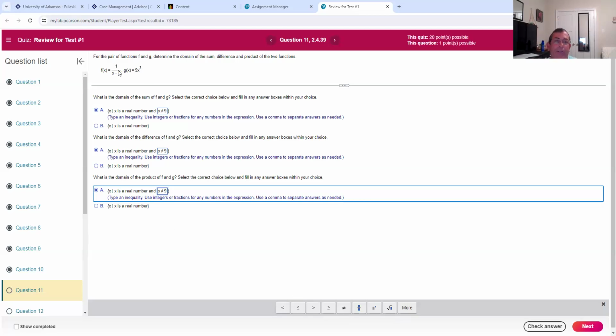So y'all, that's the trick. Just look at that fraction, what number you got to kick out, and just start kicking it out of all three of them domains, okay? All right, then we would hit next.